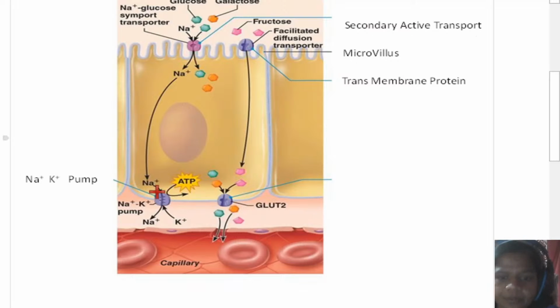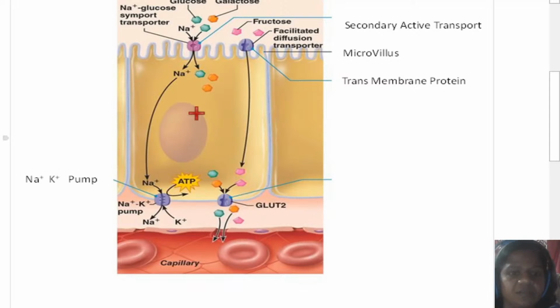Before that happens, there is a sodium potassium pump here. It is pumping sodium to the outside. So there is a gradient produced. There's less sodium inside and more sodium on the outside. So this sodium enters into the cell because of the lower concentration that is produced by the sodium potassium pump, which uses the ATP. But this glucose and galactose rides on this. When this is transporting the sodium into the cell because of the gradient, it goes along with the sodium into the cell. This is the epithelial cell, but it hasn't stopped there.